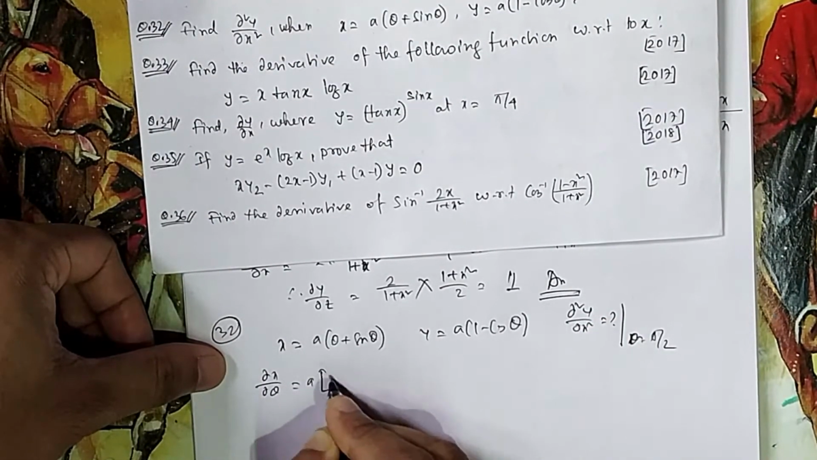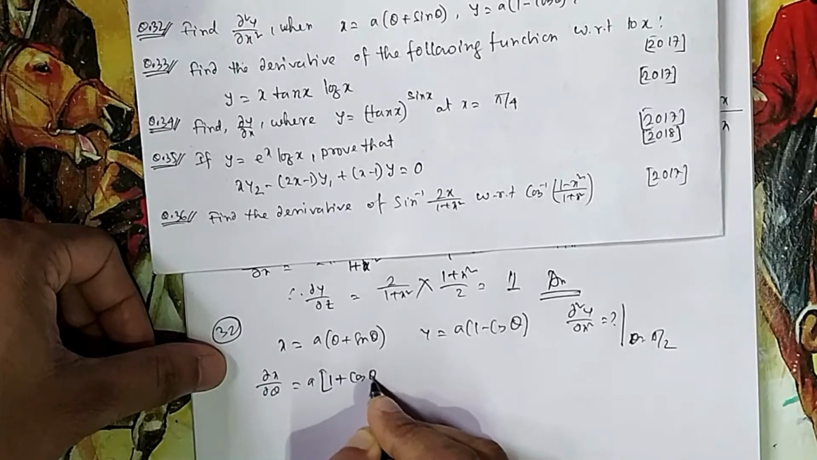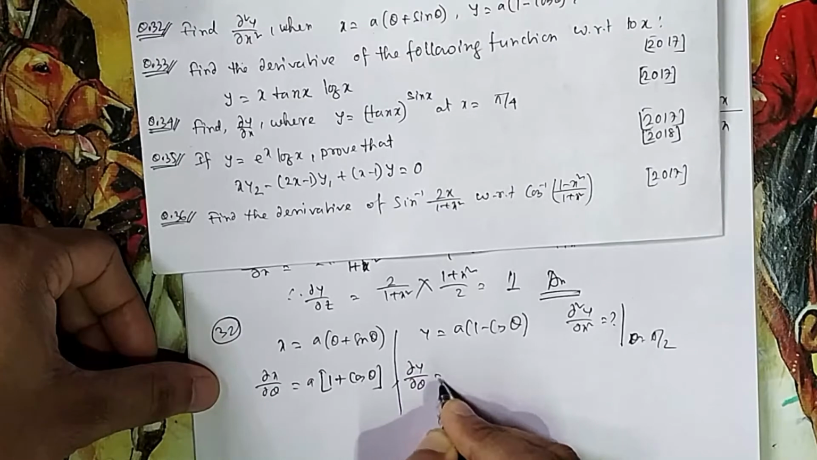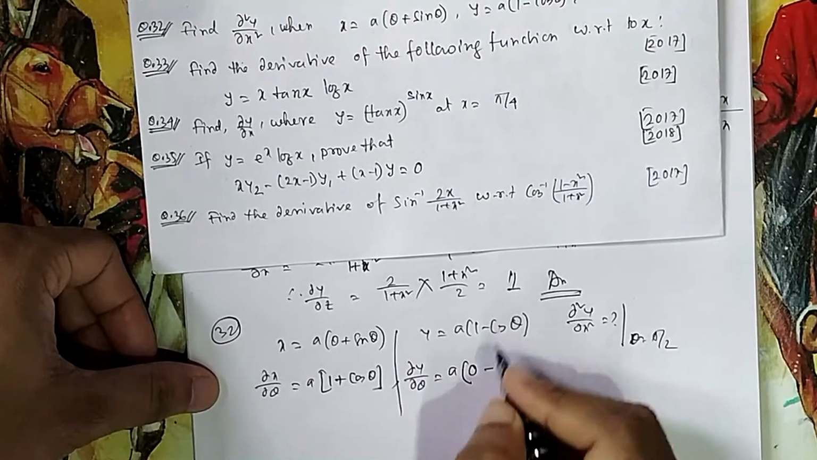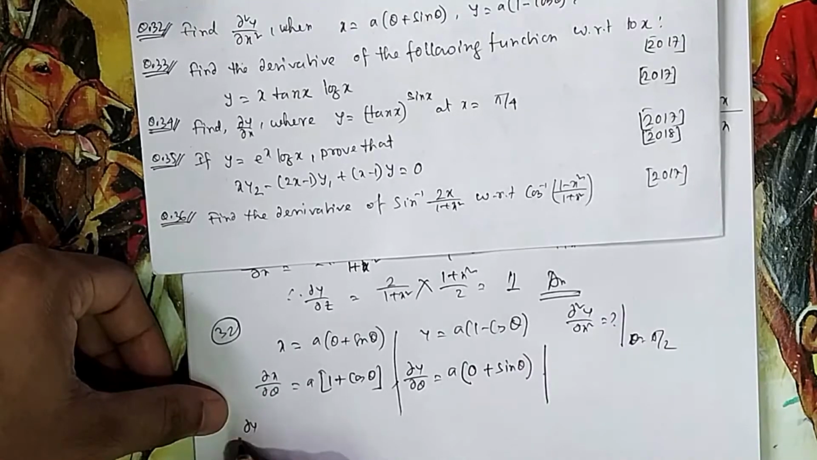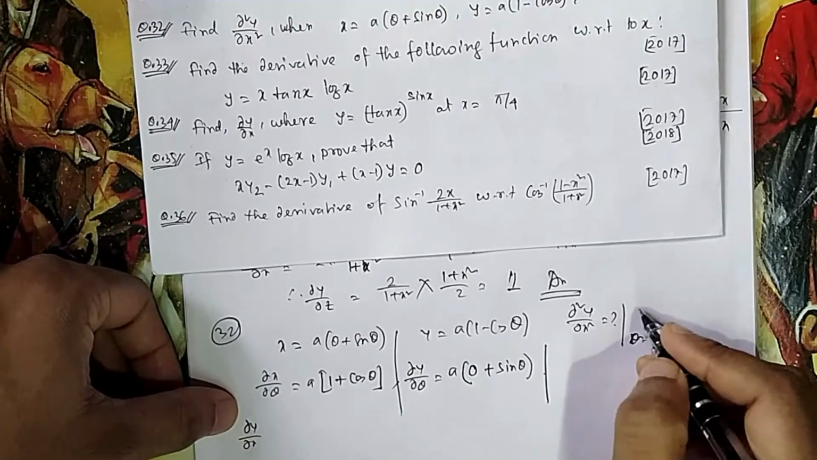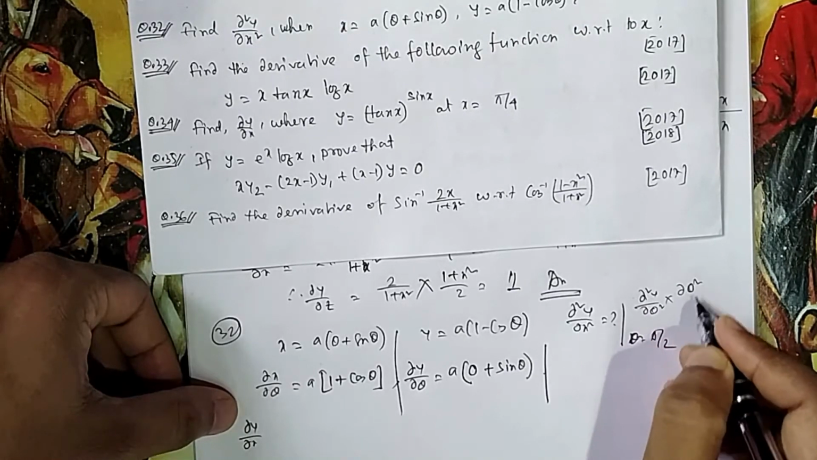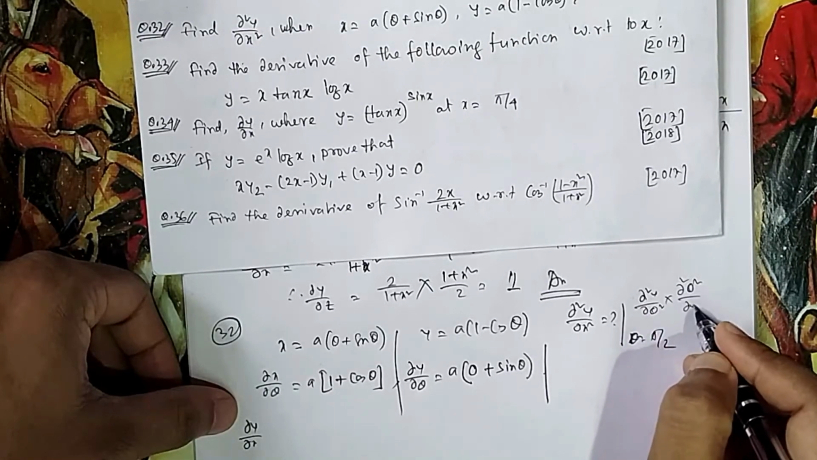So a constant, differentiation of theta is 1, sin theta is cos theta. Differentiation for dy d theta: a constant, 1 is 0, minus cos theta is minus sin theta. So it will be of this fashion. So your dy dx, don't go for second derivative like this: d square y by dx square is not equal to d square y by d theta square into d theta square by dx square. This is not of this format.